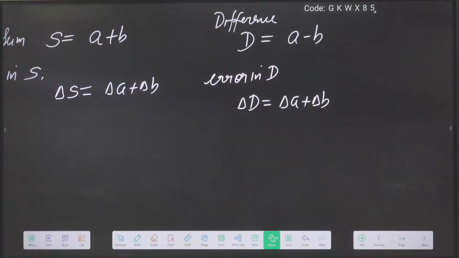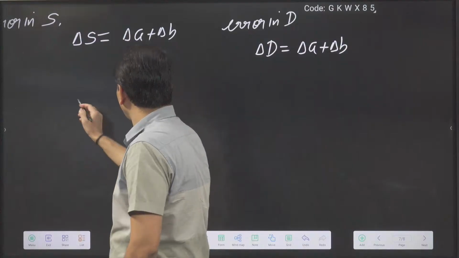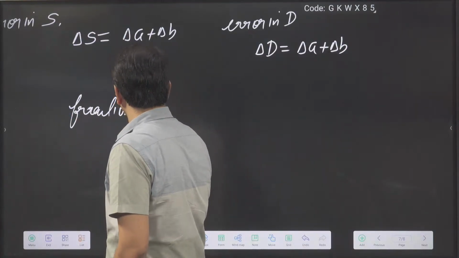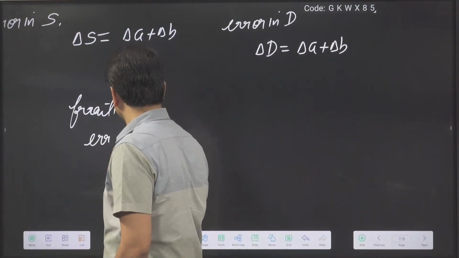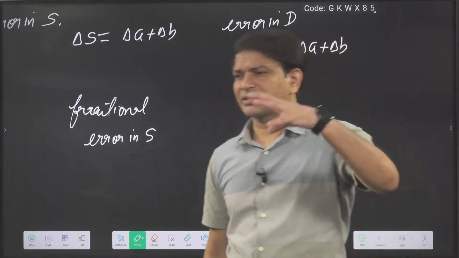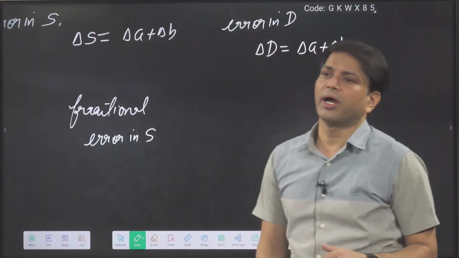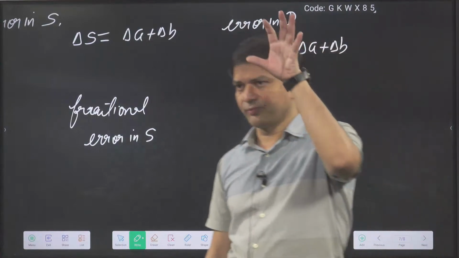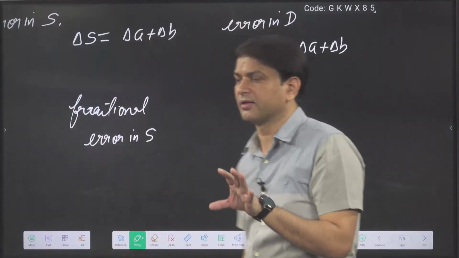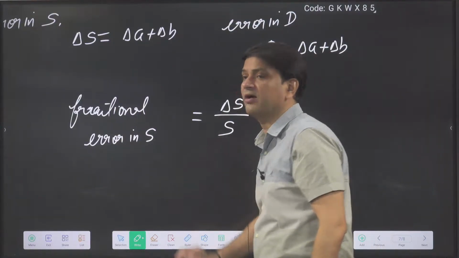Up to this completed? Okay. Now what is a fractional error? Because sometimes they ask the fractional error or percentage error. Fractional error, fractional change, we will discuss in so many places in physics. Fractional error means error upon the original or true value. That is the meaning of fractional error: delta S upon true value S.